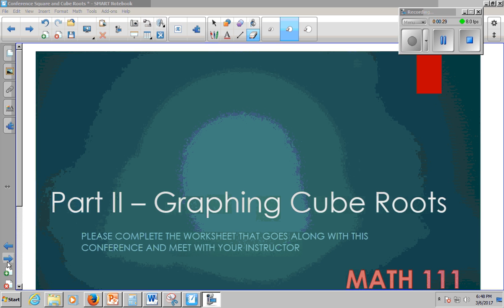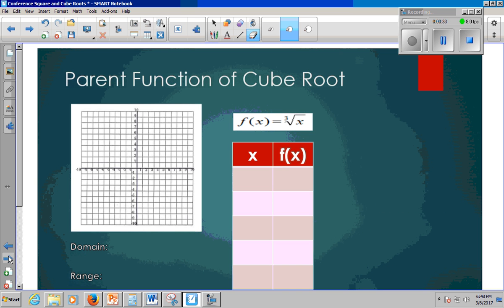Again, this is part 2, graphing cube roots. So first thing we're going to do is take a look at the parent graph of the cube root. Now, one thing to take notice of is the domain. The first question then is, in square roots, we saw that we had to have x greater than or equal to 0. Why? Because we couldn't take the square root of a negative number. It would not be real. What about the cube root? Can we take the cube root of a negative number?